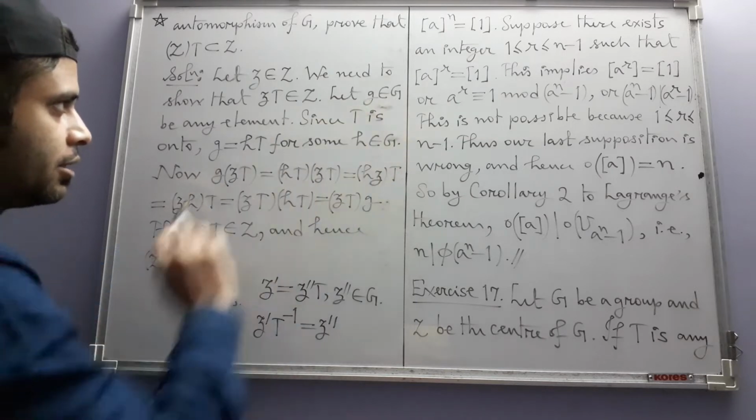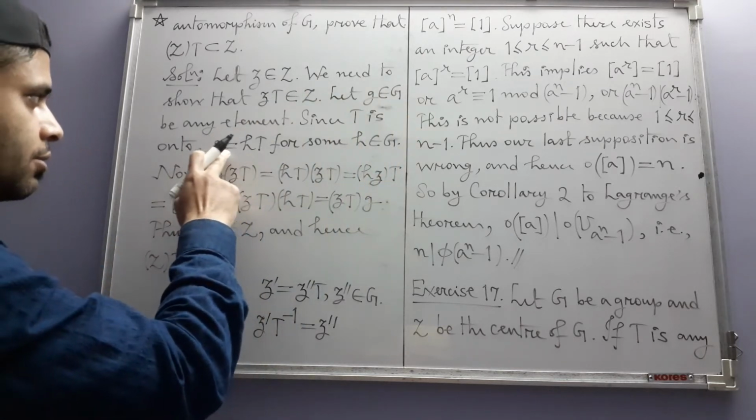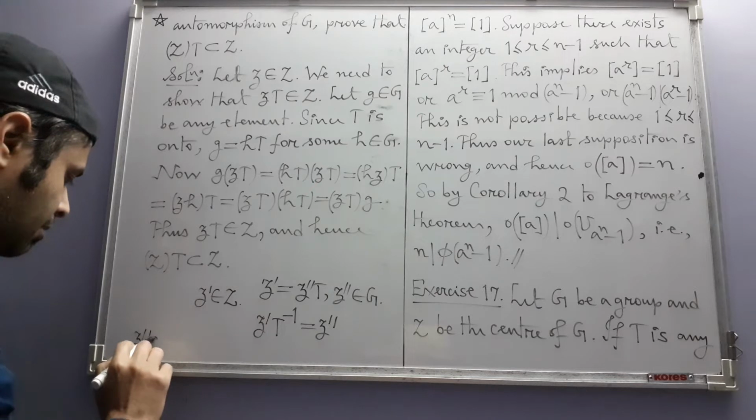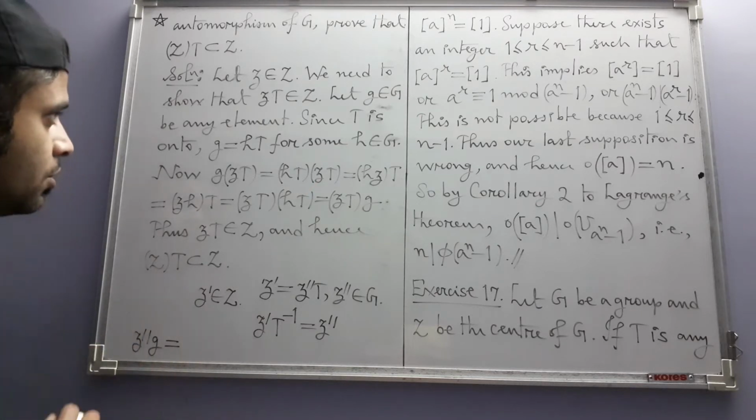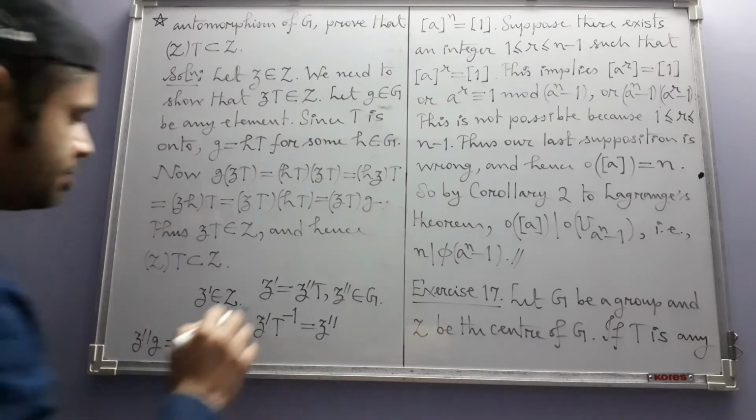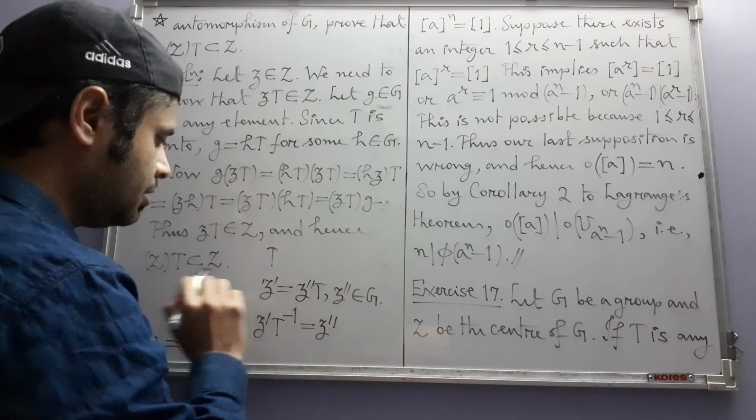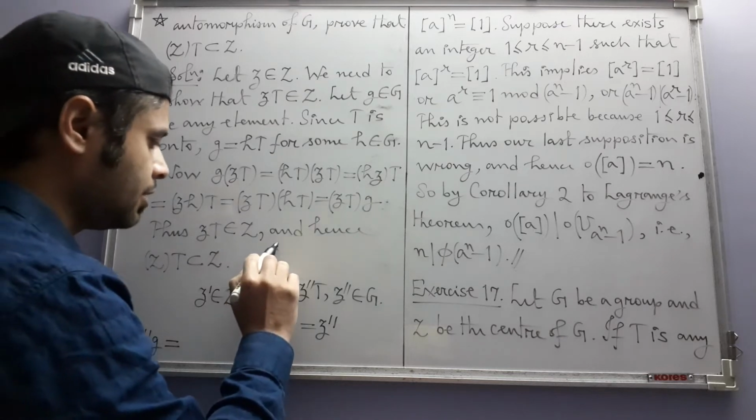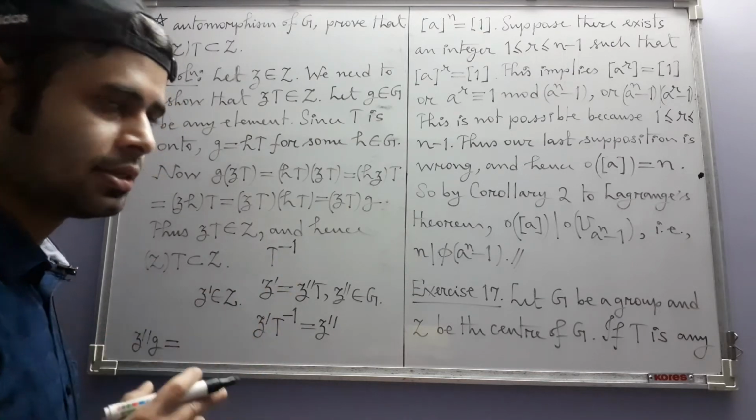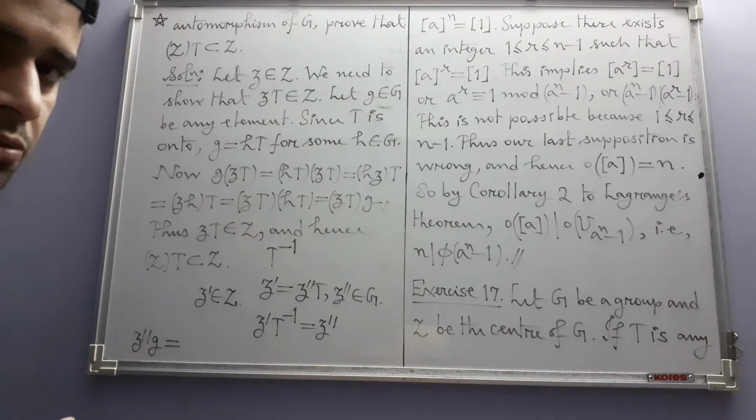You again take an arbitrary element G, so let G be any element in G. And because T is onto, G is again HT for some H in G. Now, we want to show that Z double prime commutes with G. Oh, but we want to cleverly not use this one, but something else. And the thing is that when T is an automorphism, because T is bijective, its inverse first of all exists and is bijective. And T inverse is also an automorphism.